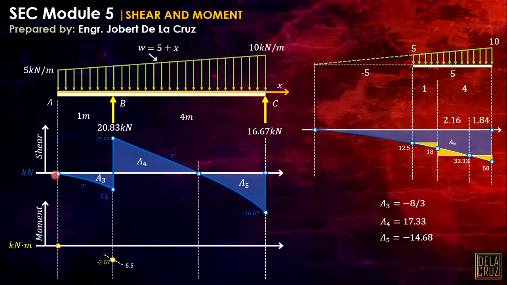Ano yung shear natin dito? That is 0. That means horizontal lang yung slope. Okay, from horizontal slope until umabot sa slope nito, ito yung concavity ng ating moment diagram. And that is third degree curve na. This is second degree curve, then this is third degree curve.